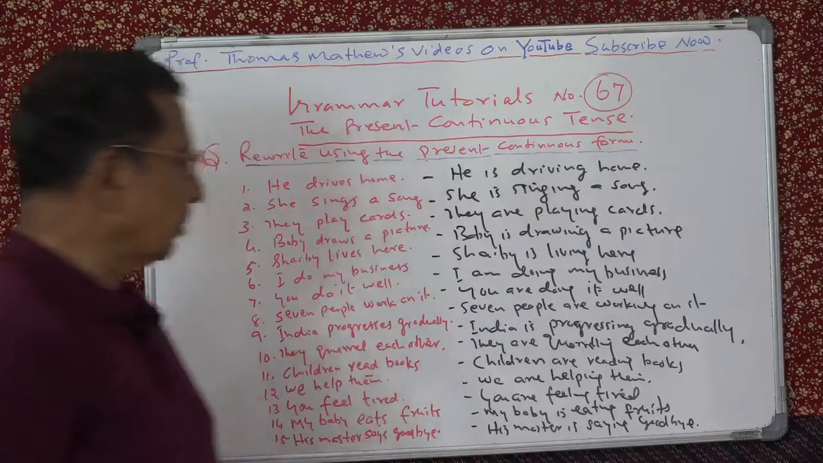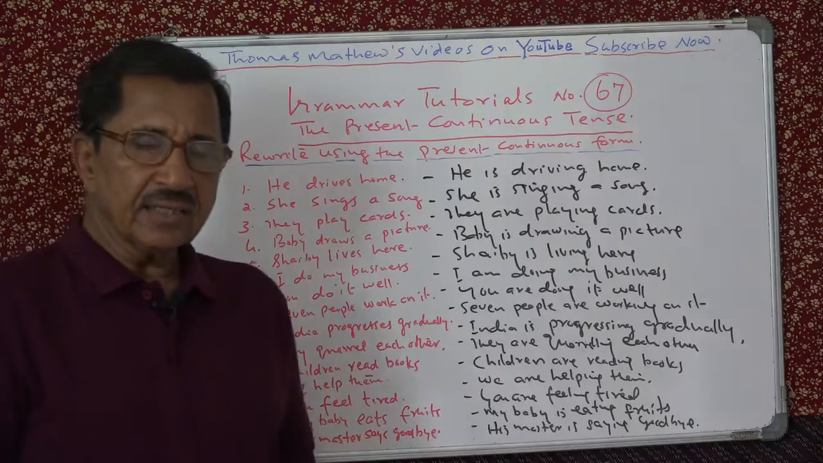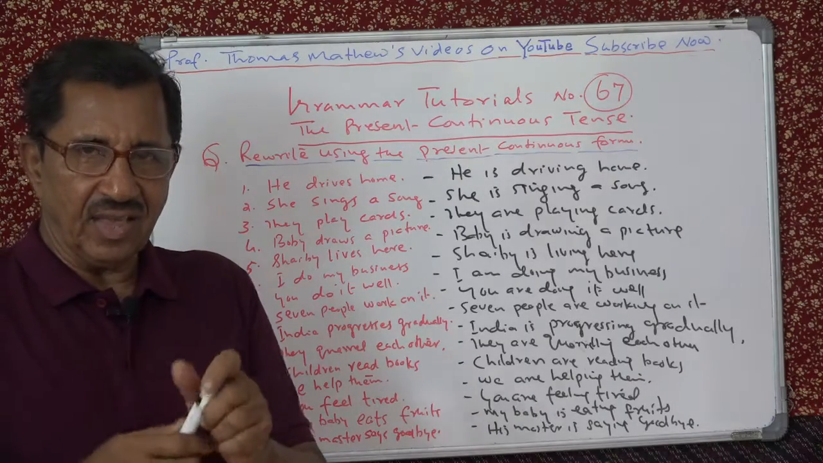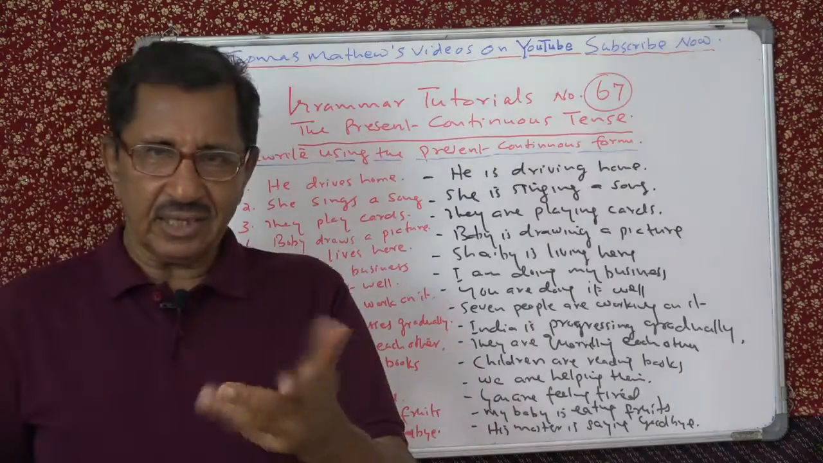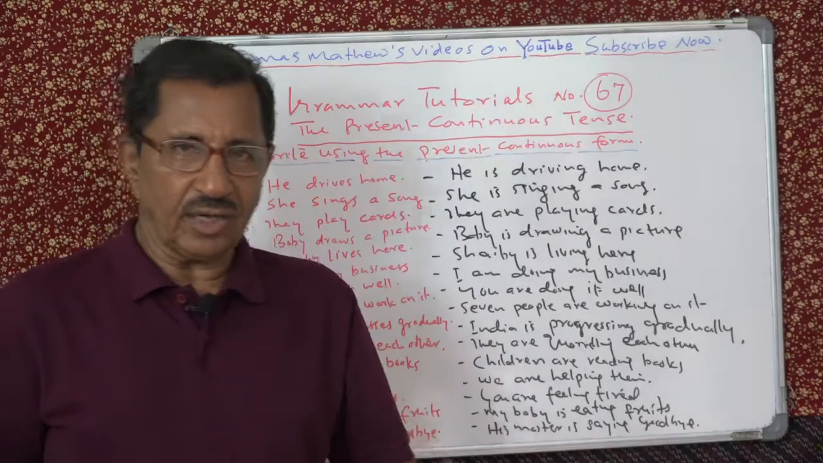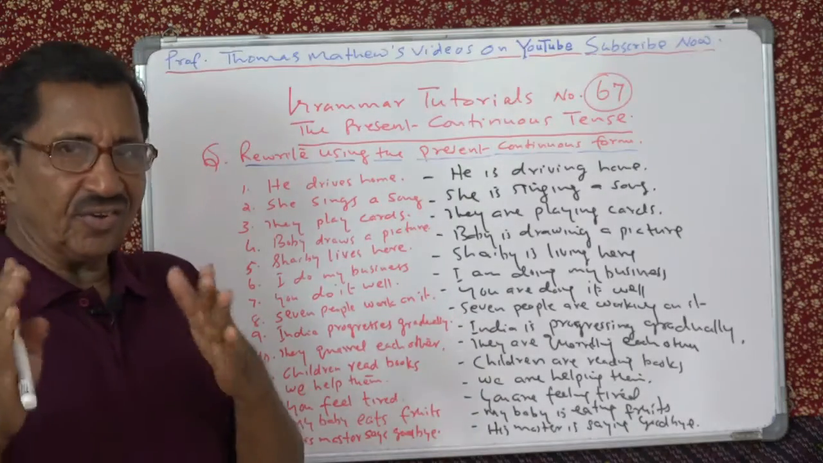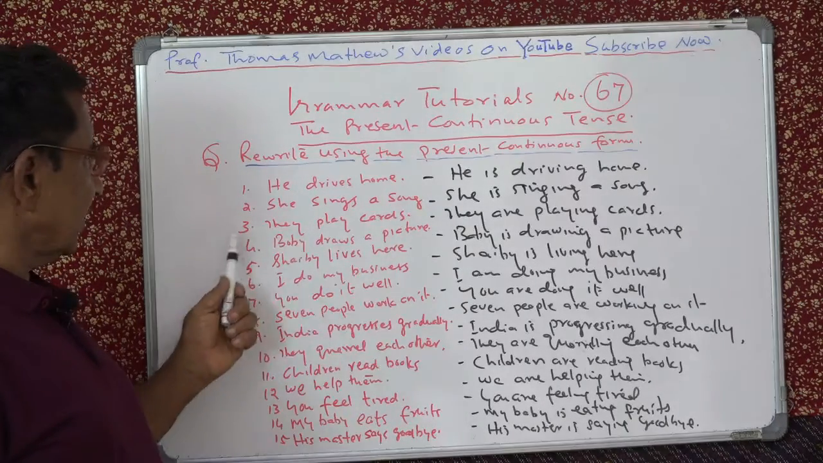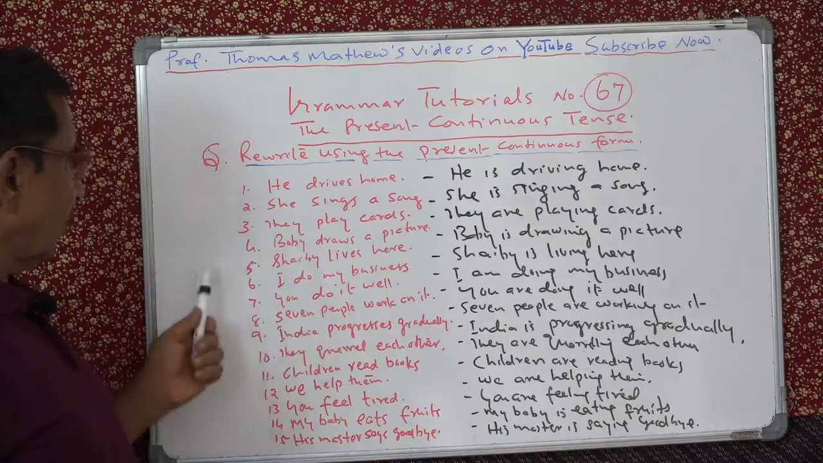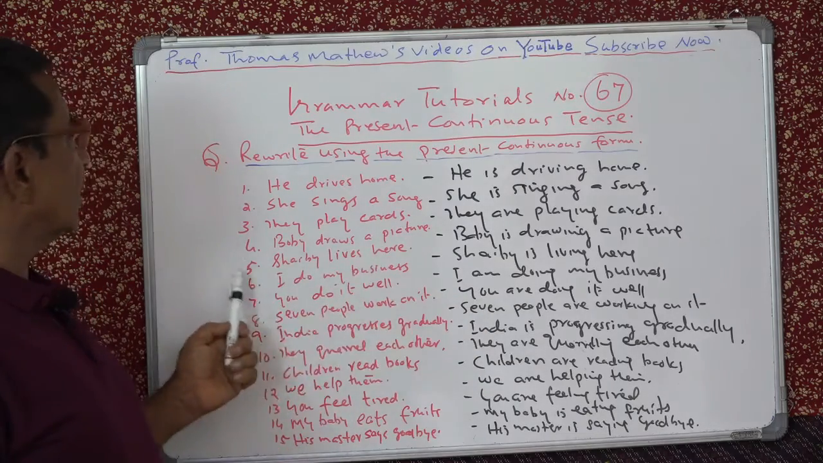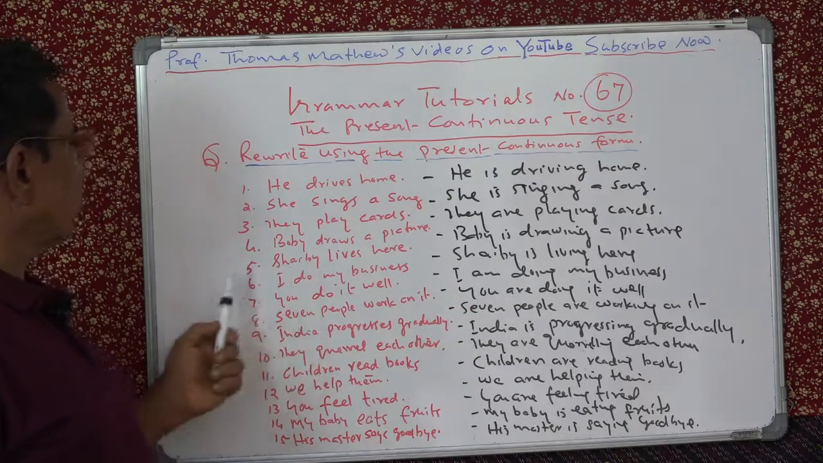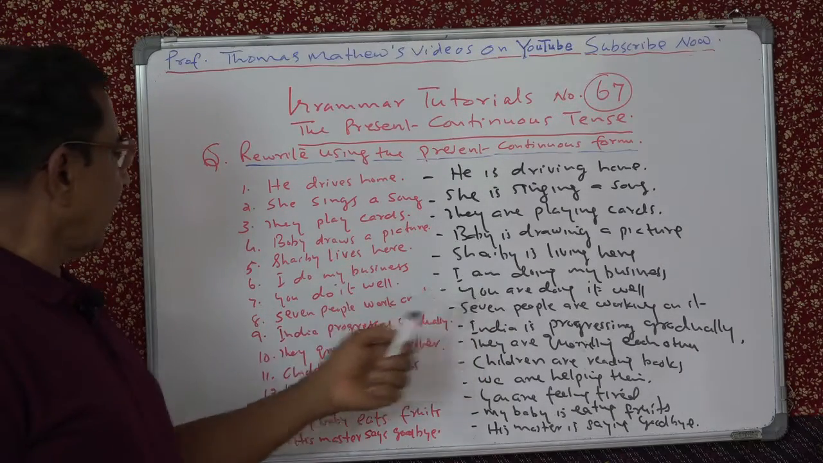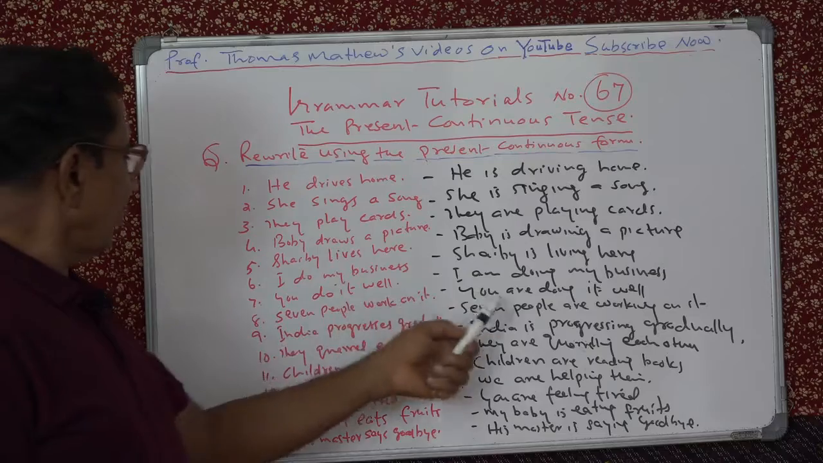No? So I will read out once again. See the connection, the relation between the two. When you are given one tense, how to change that into another tense, isn't it? Provided you should know the form. Very good. Once again, he drives home, he is driving home. She sings a song, she is singing a song. They play cards, they are playing cards. Baby draws a picture, baby is drawing a picture. Shaibi lives here, Shaibi is living here. I do my business, I am doing my business. You do it well, you are doing it well.